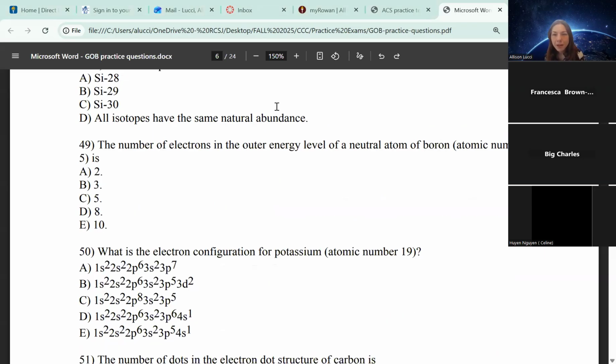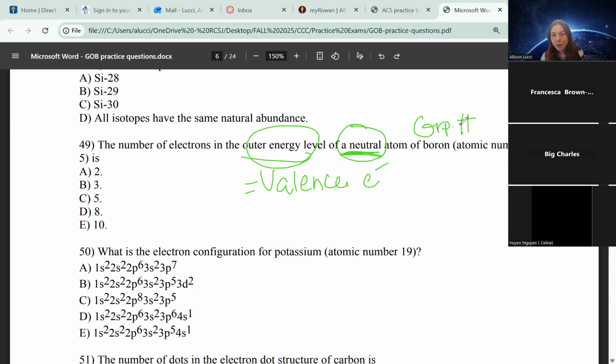How do we know how many electrons are in the outer energy level? Well, that's asking us specifically about valence electrons, right? The outer energy level means valence electrons. So if we're asked about neutral, that means we don't have to add or subtract any electrons, and we would go by the group number. So boron is in group number 3. So boron would have 3 valence electrons. So answer choice B here for number 49.